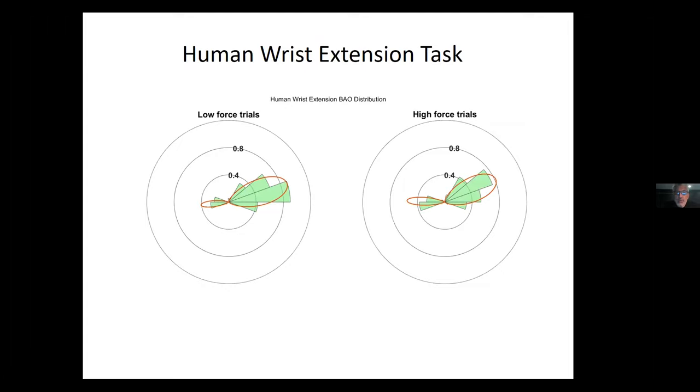We've also looked at human data. This is from a human subject from the University of Pittsburgh. This is part of a brain-machine interface study, where this is a spinal cord injured patient who had some residual movement in his wrist. They conducted an experiment where they asked the human subject to make overt wrist extension movements. These are actually isometric extension movements.